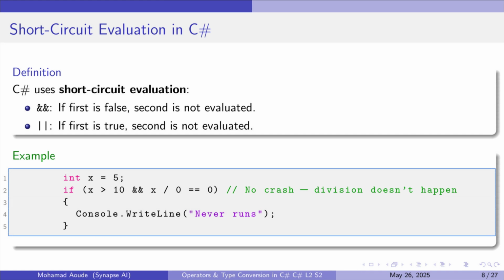C# uses short-circuit logic. With AND, if the first expression is false, the second is never evaluated. With OR, if the first is true, the second is skipped. This not only improves performance, but also prevents runtime errors like division by zero in a chained condition.